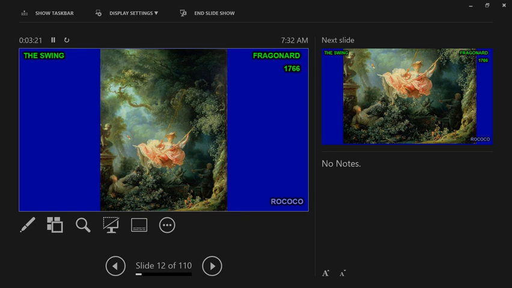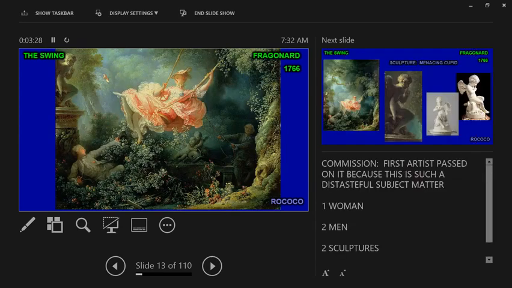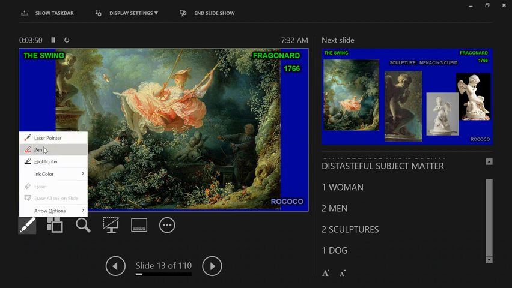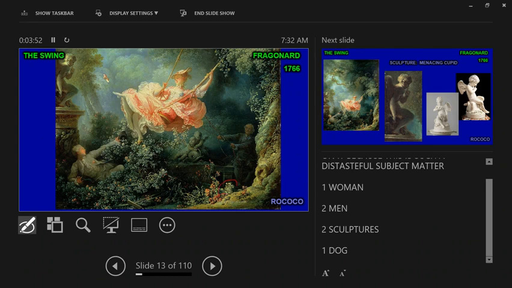So we have this almost like a love triangle right here. The guy that is swinging her. We'll talk about him in a second. We got these two guys, we got the woman, and we got a couple of sculptures. And I do want to point out the dog. Can you find the dog in this picture? We got a dog down here. I know. Even Chase has to look up close.